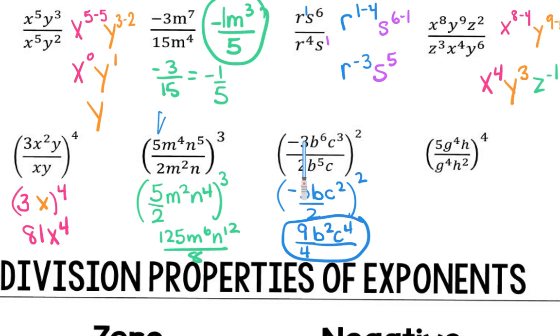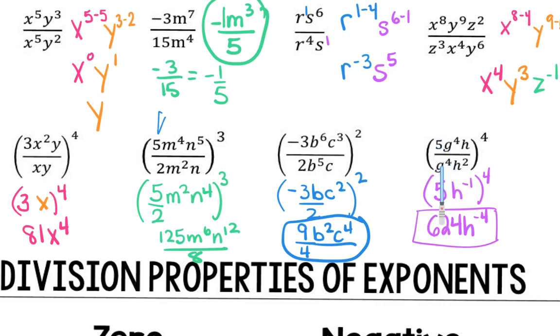Simplifying in the parentheses, negative 3 over 2 can't be simplified. B to the 6th divided by b to the 5th is b to the 1st power. C to the 3rd divided by c is c to the 2nd power. Negative 3 squared is 9. 2 squared is 4. B squared is b squared. C squared squared is c to the 4th.